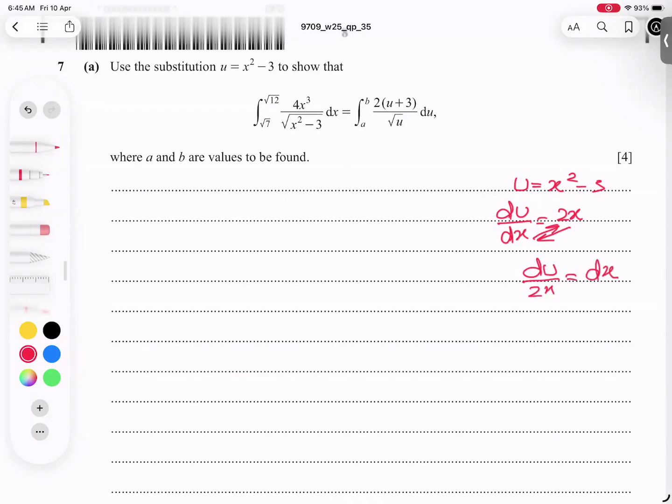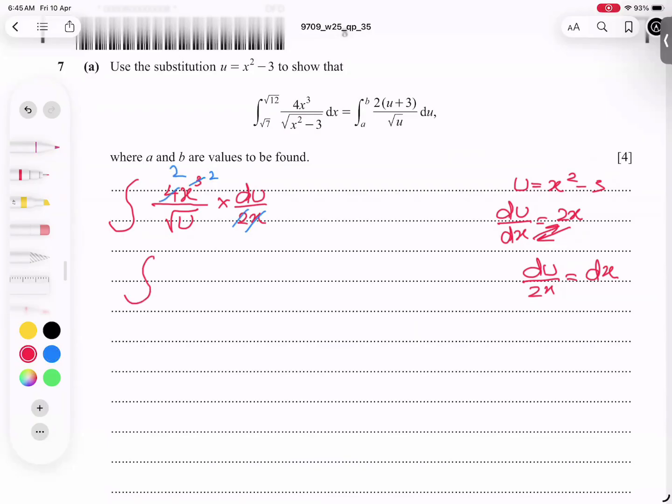All right, and I'm going to start. Basically, I have 4x cubed. And I can see clearly, can you see this totally matches? It matches, so I can write root of u, and dx I'm replacing by du over 2x. This x will cancel, this power becomes 2 and this becomes 2.